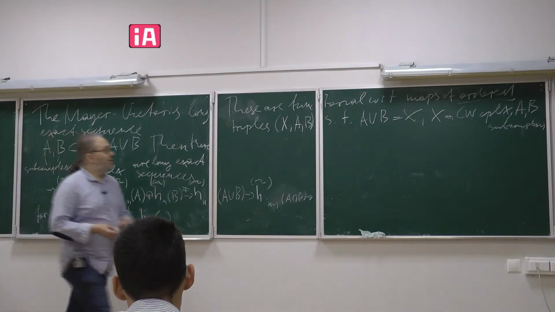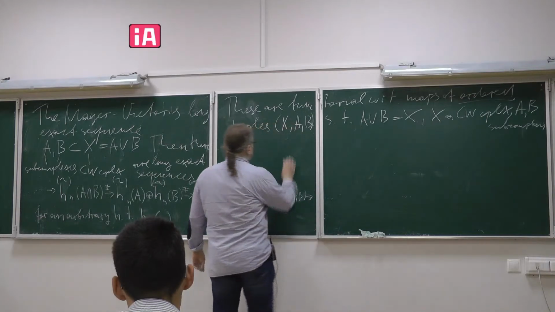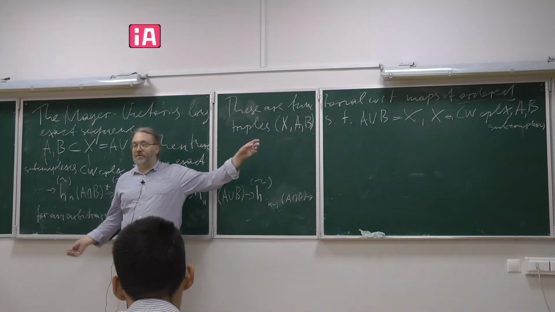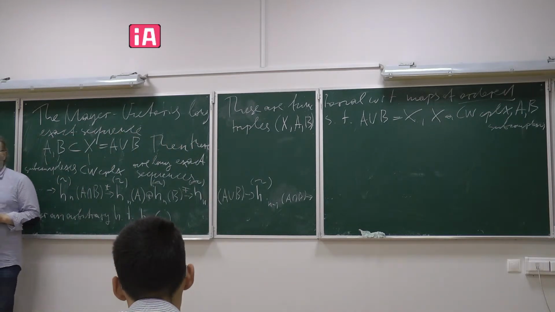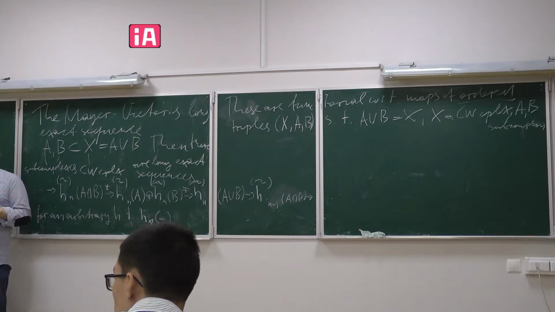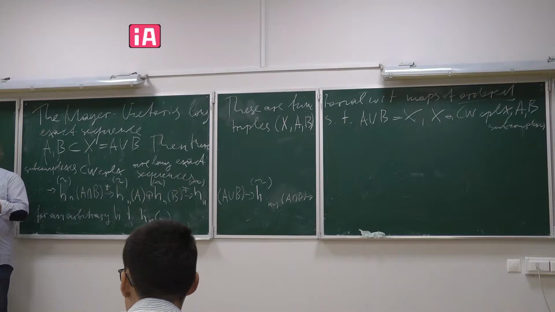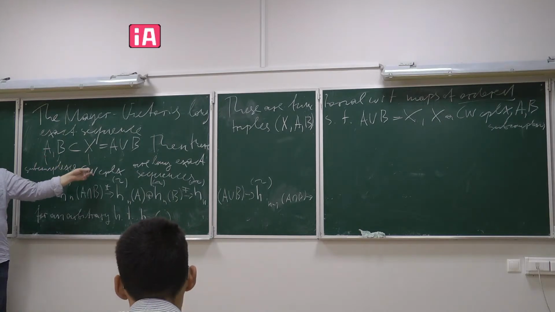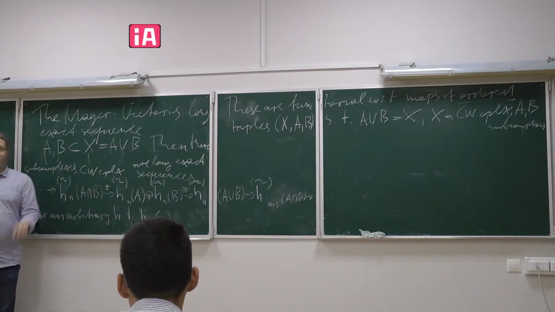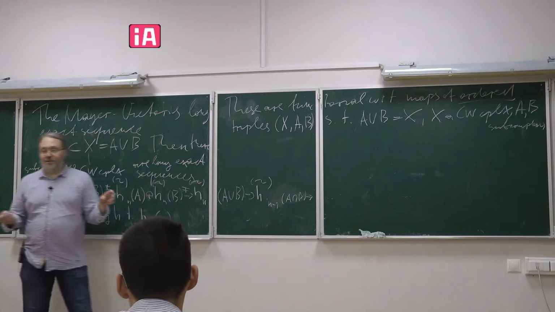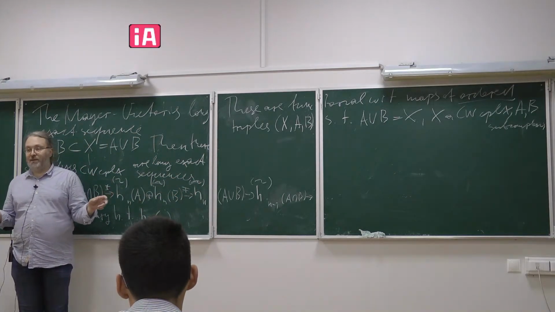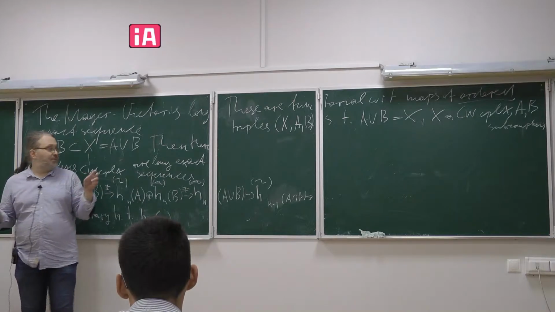How to prove this? Well, are there any ideas? You can consider a long exact sequence for a pair A intersected B and the point X. Yes. So one of the ways to prove the statement is to build a single exact sequence out of two exact sequences.